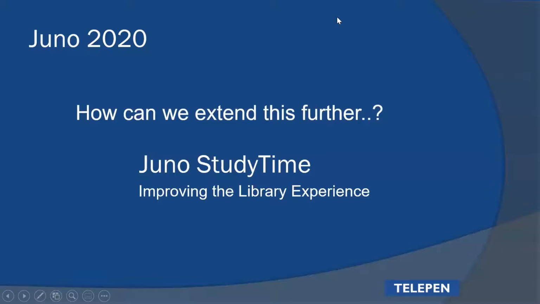So Kevin. Thank you, Barney. Yes, so what we have with Juno 2020 is very good control over how many people are coming into the library. What it doesn't do is determine where they go once they're in the library. So if everyone heads for the same corner, then it hasn't quite achieved the level of safety and social distancing that was hoped for. So that might be where Juno StudyTime comes in.